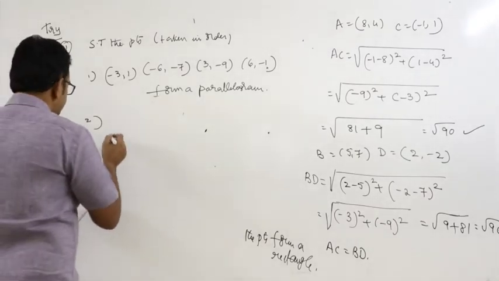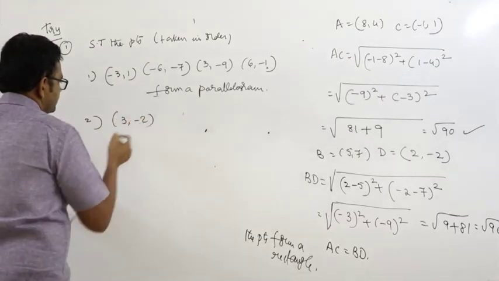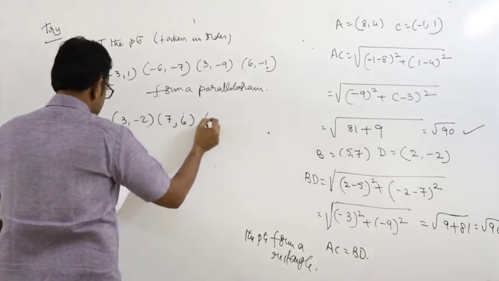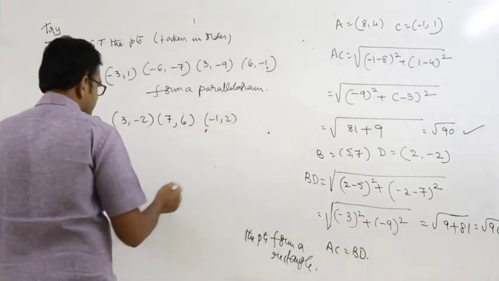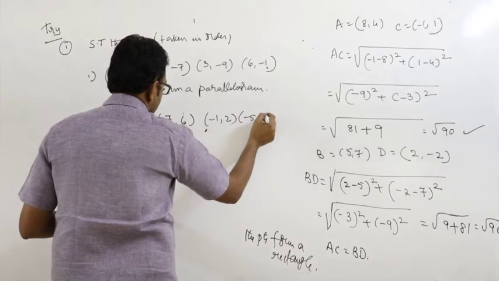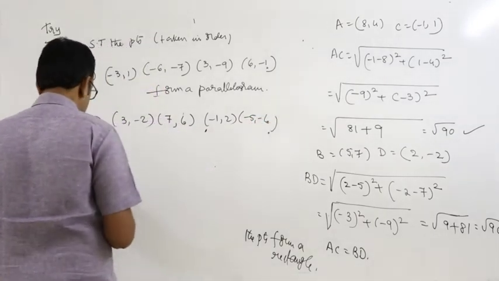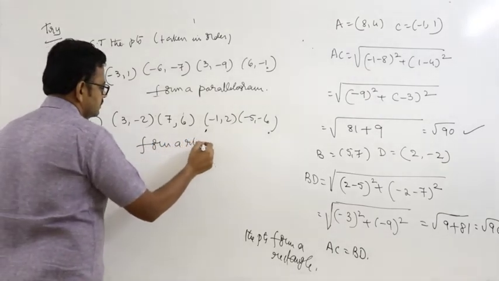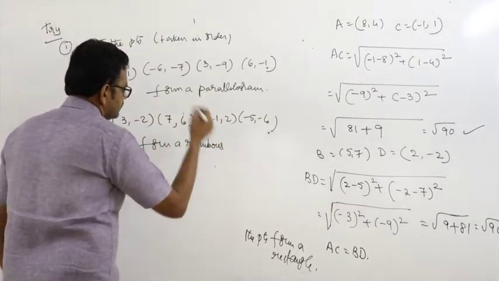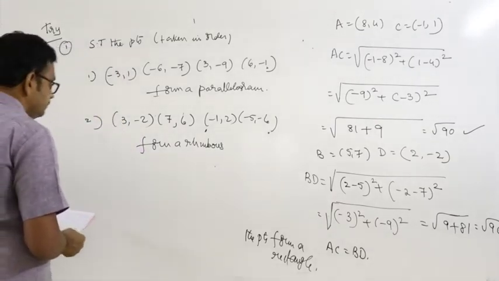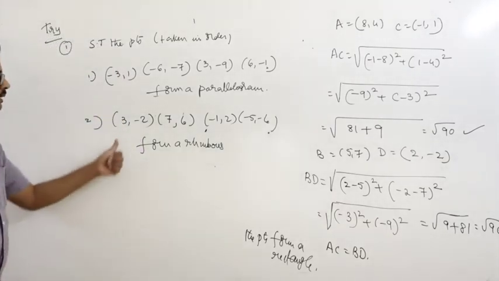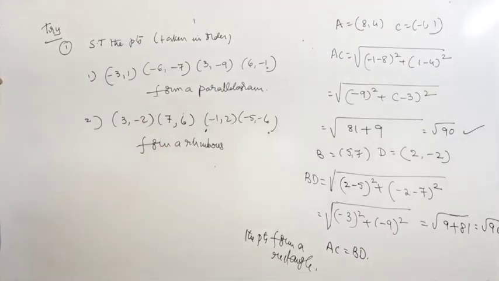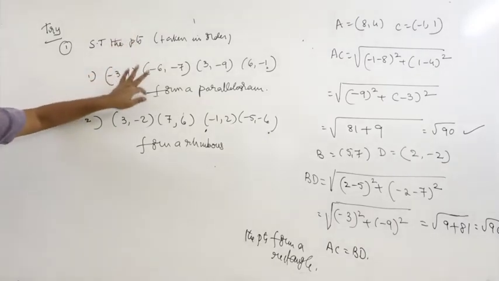Next one: (3, −2), (7, 6), (−1, 2), (−5, −6) form a rhombus. Rhombus means what? We have to show that all sides are equal and the diagonals are not equal. Now you solve these two problems.